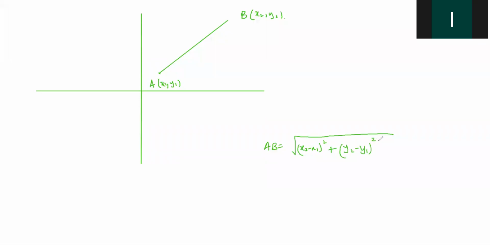Is there anyone who can tell us where we get this formula from? This x2 minus x1 whole square plus y2 minus y1 whole square. Pythagoras theorem. Shafiq says we get this from the Pythagoras theorem. How do we get the Pythagoras theorem involved here? If you connect B and A, if you extend straight lines, a right angle triangle is formed.